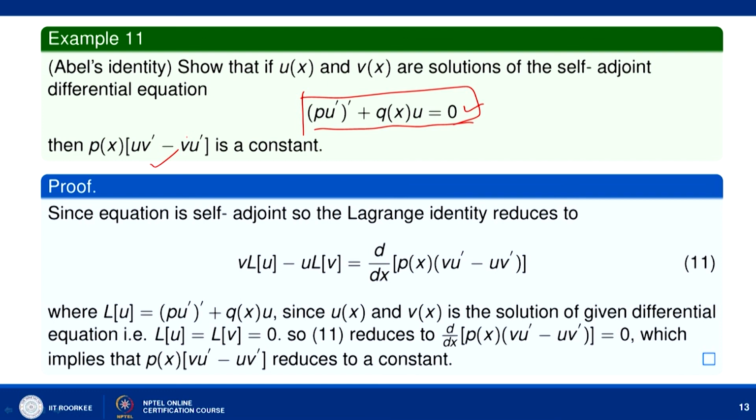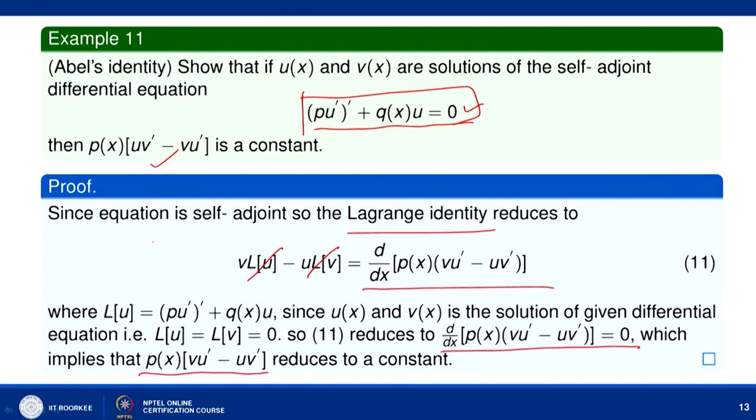Since the given equation is in self adjoint form, we have vLu minus uLv equal to d by dx of p x (v u dash minus u v dash). We already know that u and v are solutions of this, so Lu is equal to 0 and Lv is equal to 0. So this part is going to be 0. It means that d by dx of p x (v u dash minus u v dash) is equal to 0, and this says that the given p x (v u dash minus u v dash) is a constant value. So this example is a straightforward example based on the Lagrange identity.